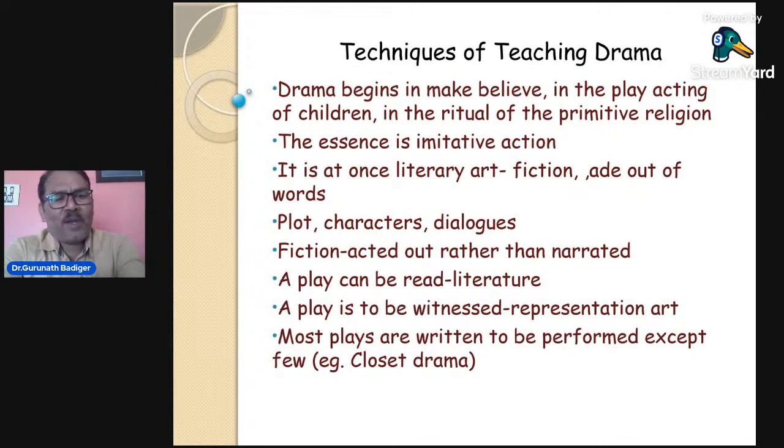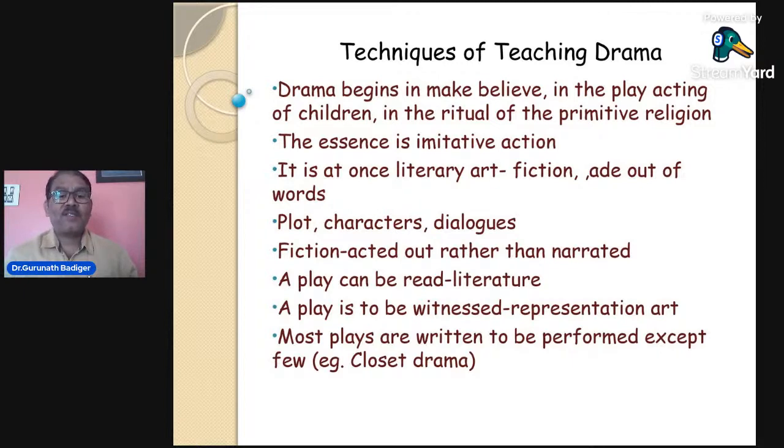Whereas novel is called pocket theater. Theater, this drama, is a fiction also because there is a plot, there is a character, and all this is used. Fiction, a play can be read as a part of literature. A play is to be witnessed if the play is enacted on the stage. It's a representation of art.